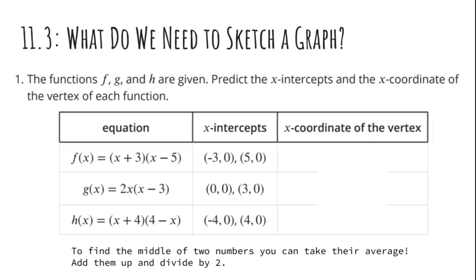So for the f of x, I could take the 5, the negative 3, add them together, we get 2. Take 2, divide by 2, and we get 1. So the x-coordinate of the vertex has to be at when x equals 1. We then apply that process to the rest of them, and there you go. That's the x-coordinate of the vertex. And once again, if I wanted to find the y-coordinate, I could simply plug them into the equation and figure out what the output would be.